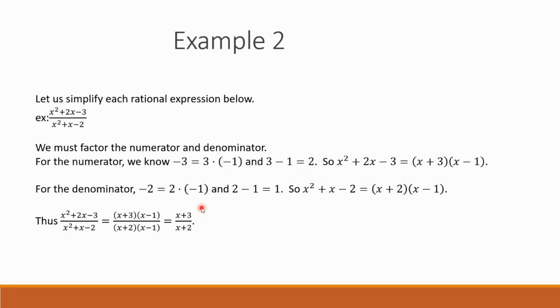For the denominator, same idea. We want two numbers whose product is negative 2, but whose sum is 1. 2 and negative 1. 2 times negative 1 is negative 2. 2 plus negative 1, 2 minus 1, same thing, is 1. So we get this, as you can see. Okay, that's fun.